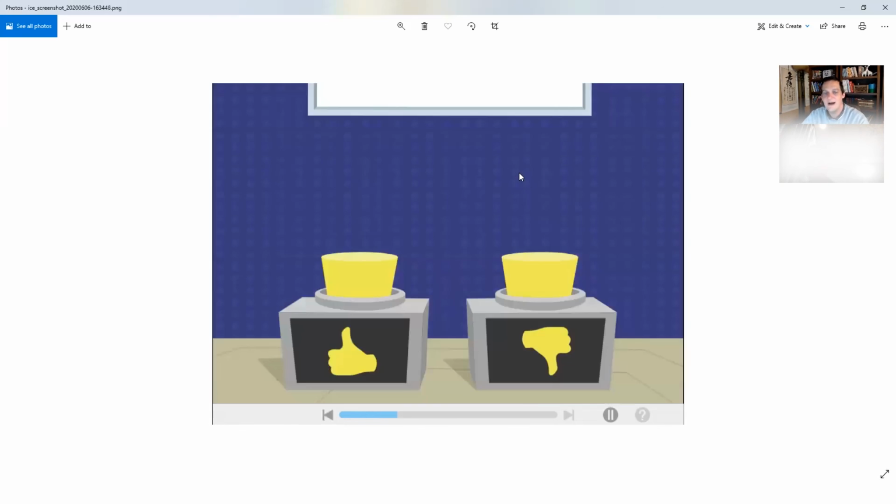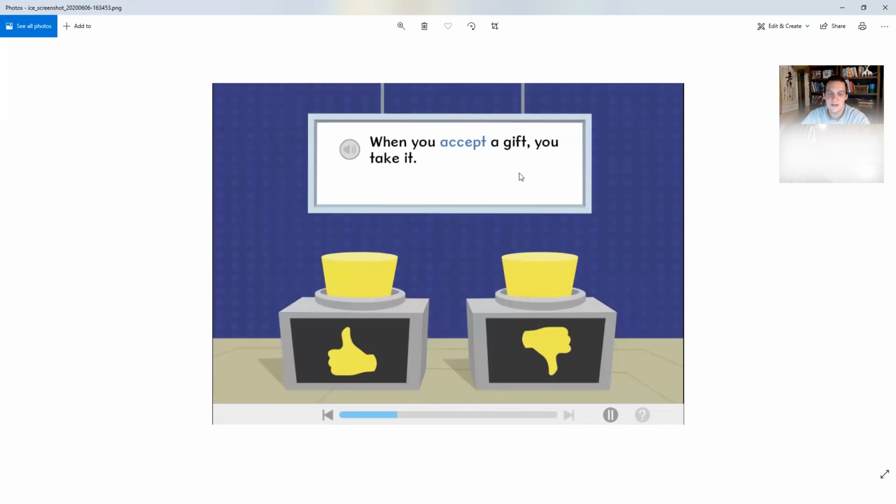Ding. All right, let's go into true or false. Read the sentence and tell if it's true or false. When you accept a gift, you take it. It's true. Yes, so accept means to take or to get something. Very good. How about this one? The cost of a movie is how long the movie is. No, false.